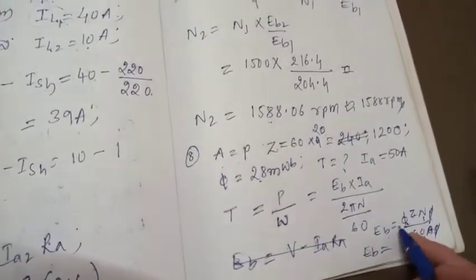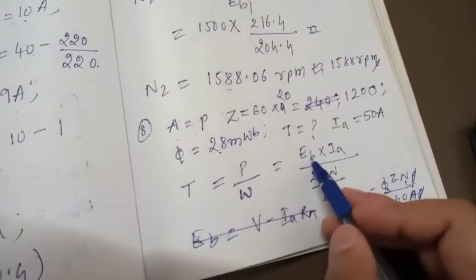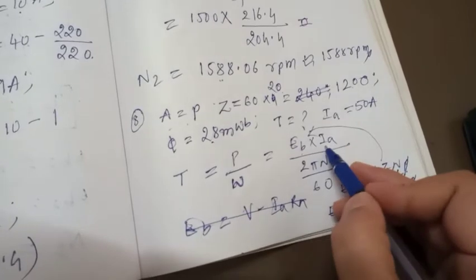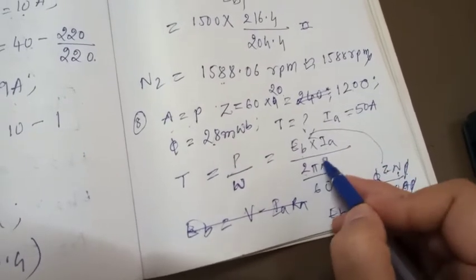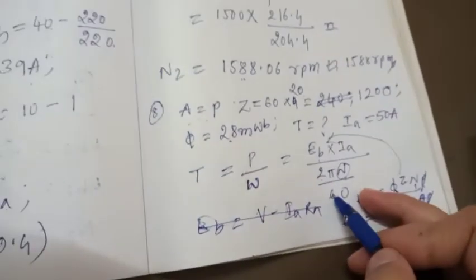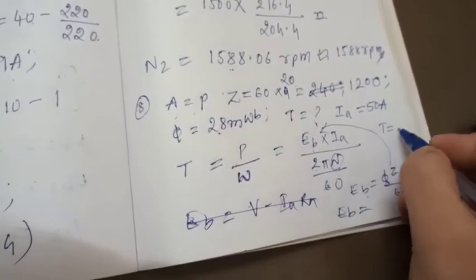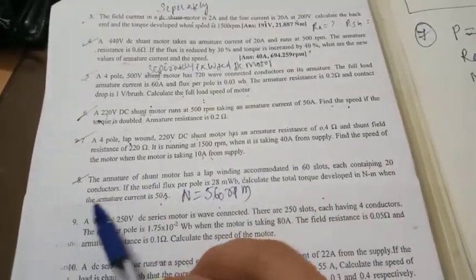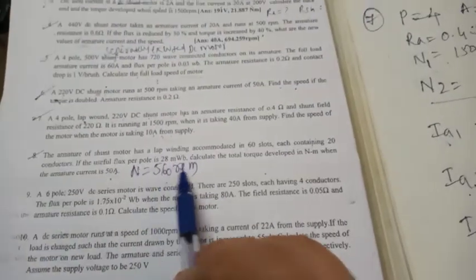After calculating the EB value, substitute it here, with Ia as 50 and N as 560 RPM, divided by 60, and then you will get T in Newton meter. This problem is not properly framed and the data is insufficient. I have given the hint: take N as 560 RPM and solve it, then you can easily solve.